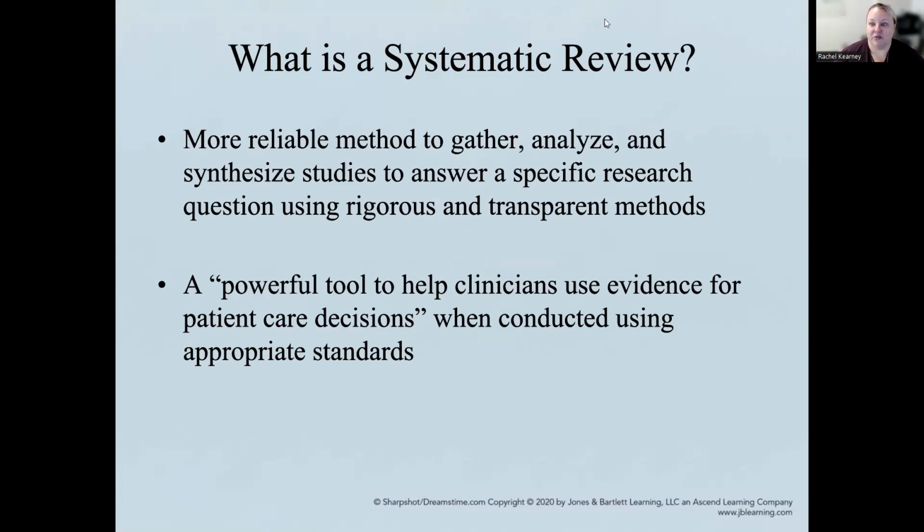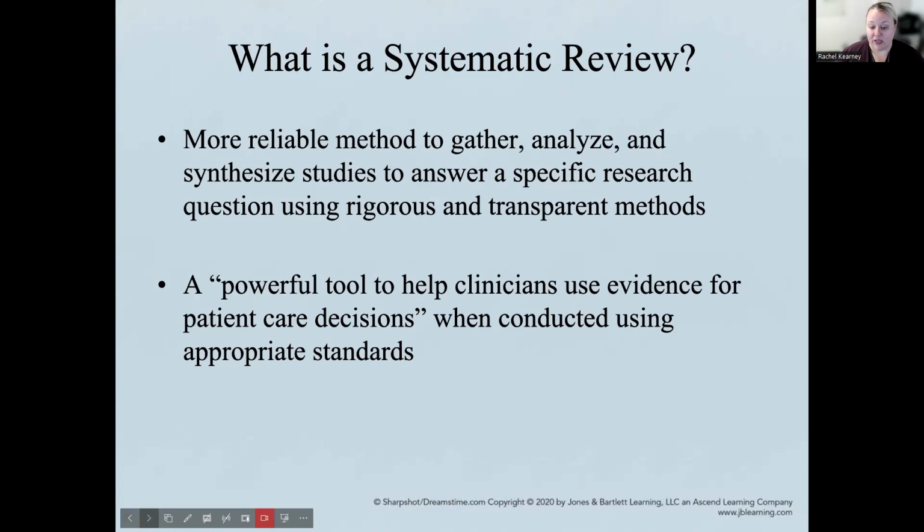So a systematic review is a method to gather, analyze, and synthesize studies in order to answer a research question. And there are very specific methods that you go about doing this. It isn't just like, oh, I did a search in PubMed and I'm going to take all these articles on the same topic and sort of synthesize them all together. There is a very specific method you would go about to do this.